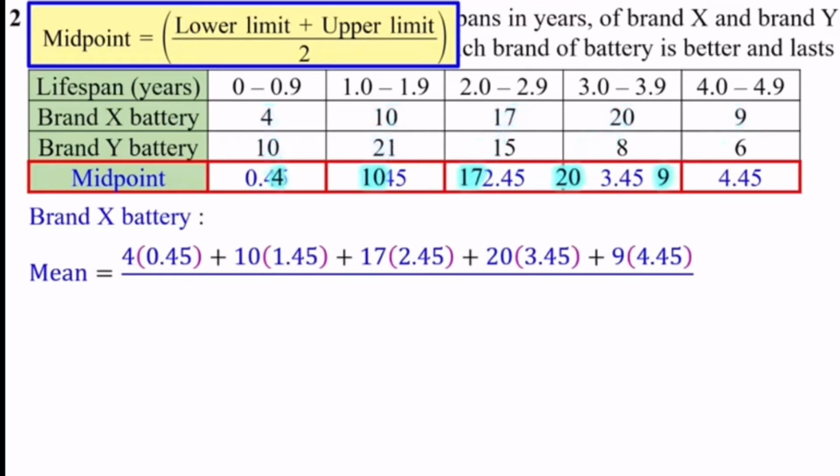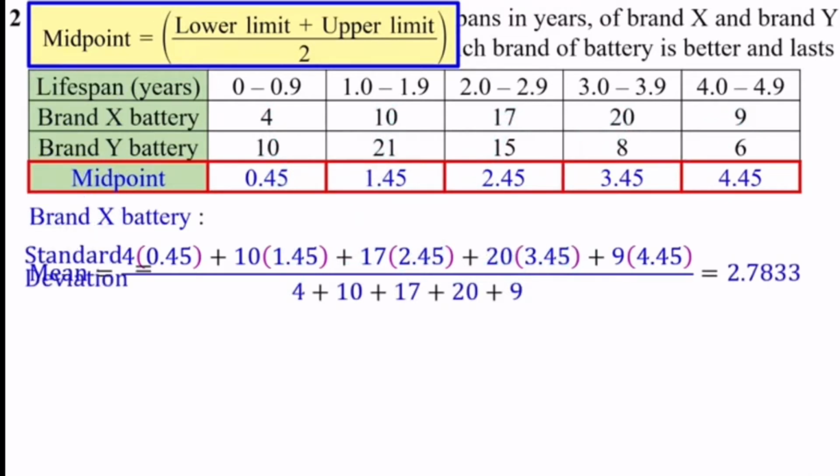Total frequency. So again, the mean is frequency times the midpoint. One by one you plus, we call it summation of the midpoint multiplied by frequency, or you can say frequency multiplied by midpoint divided by total frequency. So the answer for the mean of brand X battery is 2.7833. With the mean, we can find the standard deviation, right?